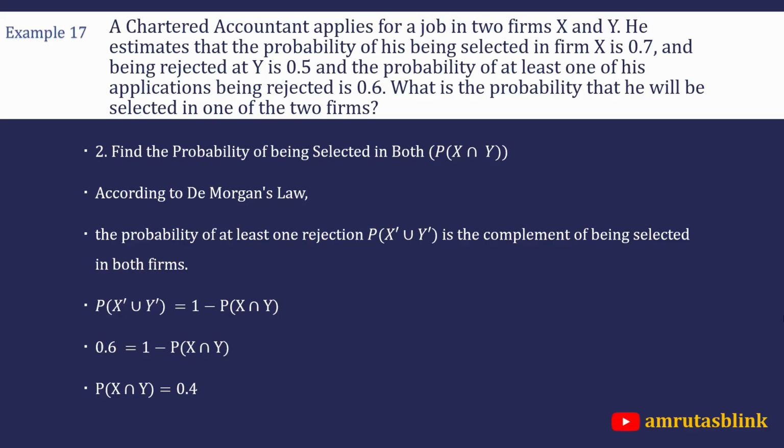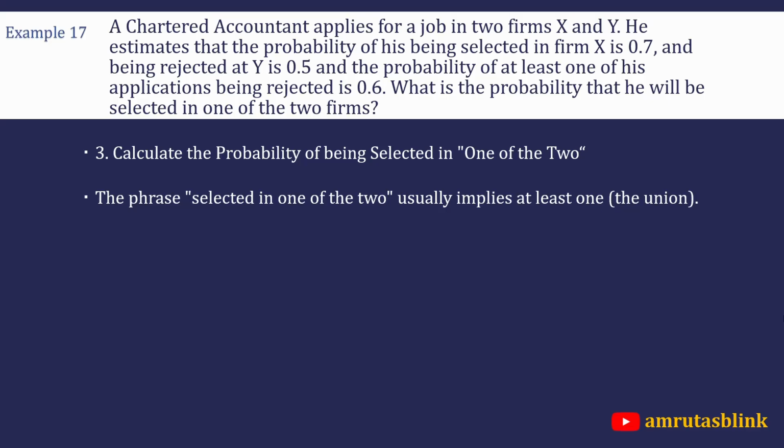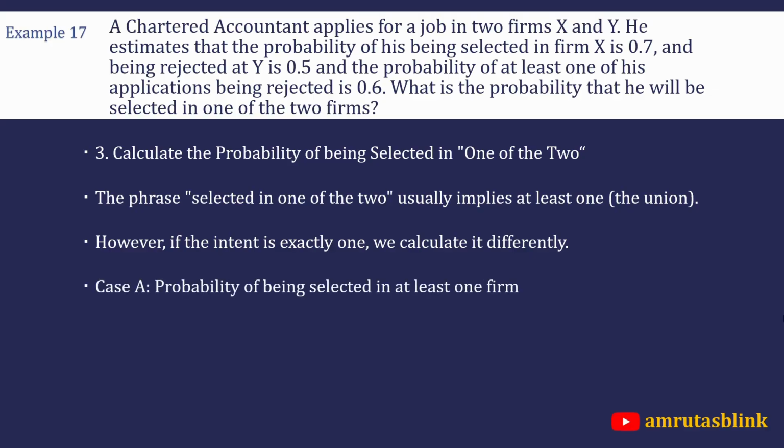But what we need to calculate is what is the probability that he will be selected in one of the two firms. So we need to find out one of the two. That means either he should be selected in X or he should be selected in Y only. The phrase selected in one of the two usually implies at least one. However, if the intent is exactly one, we need to calculate this differently. So there is a first case that he is selected in at least one firm.